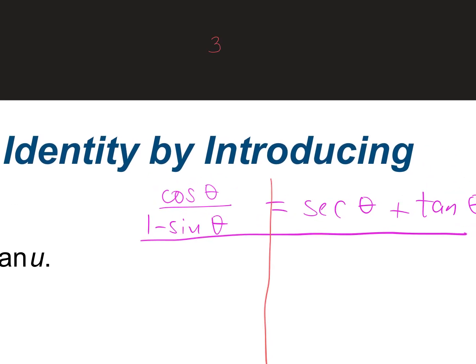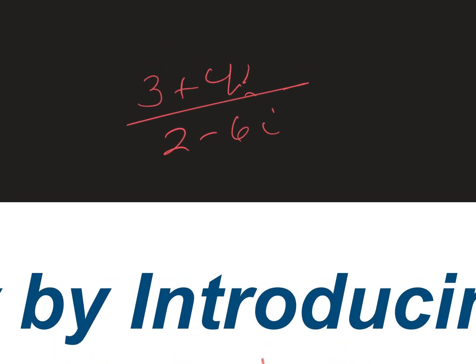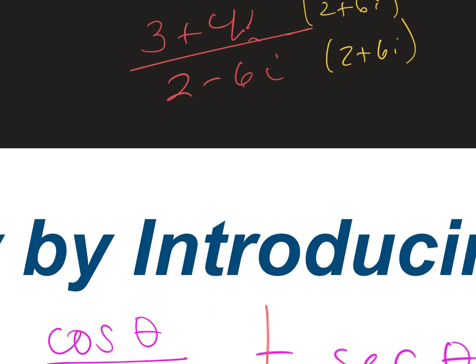Do you remember when we had 3 plus 4i and then 2 minus 6i? We wanted to get the i's to cancel out. What'd you have to multiply? 2 plus, right? The conjugate. You got those i's to cancel out. You do it to the bottom and the top. Same concept. Remember, we're thinking algebraically.